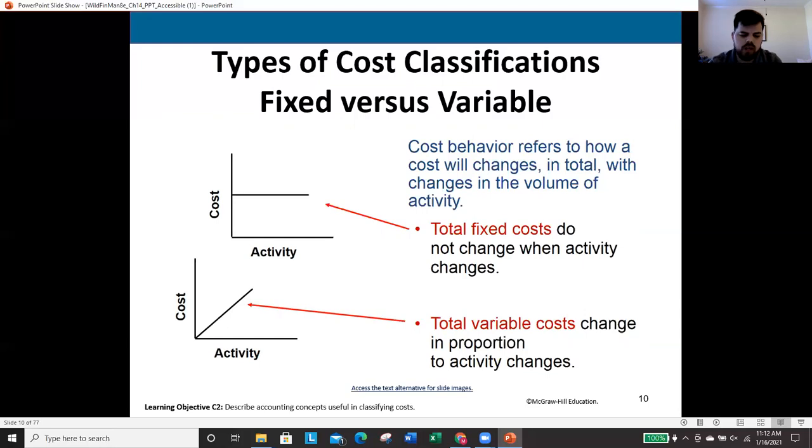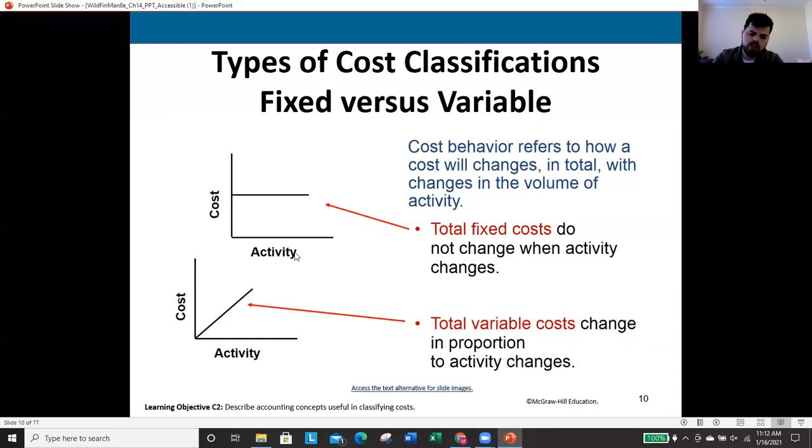So here are our graphs. We see this top one talks about fixed costs. You will notice that in total, your fixed costs are the same. So your cost is at a certain level, and all the way across that activity, you're spending the same amount in total. Now, this is true, although it is an oversimplification, perhaps, and we'll see this later in the course when we talk about something called a step fixed cost.